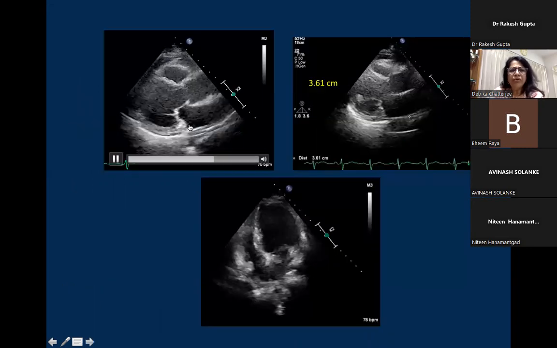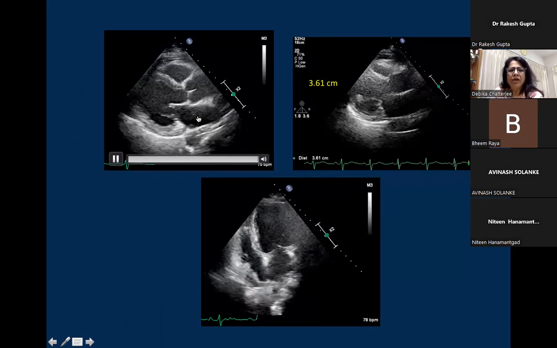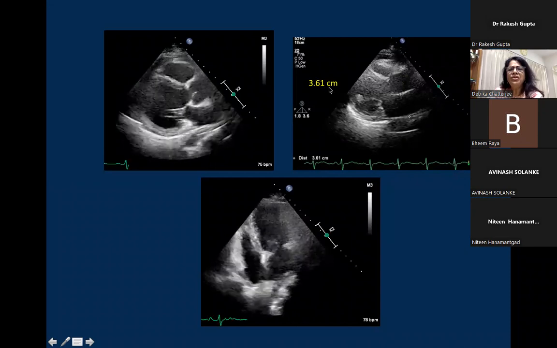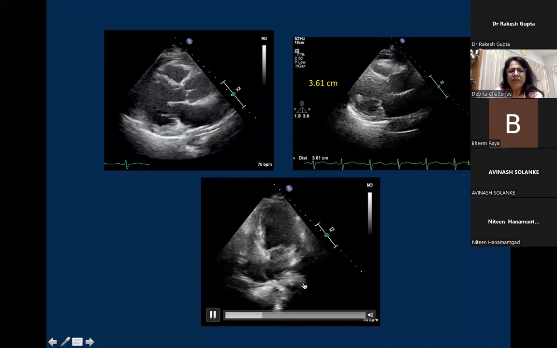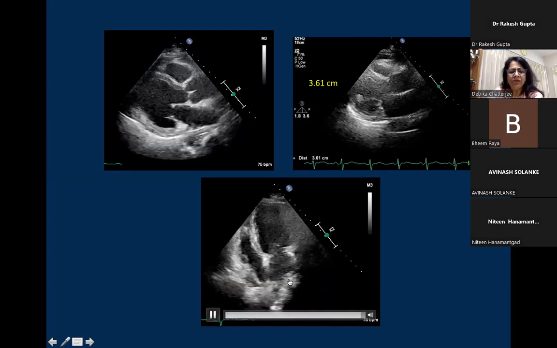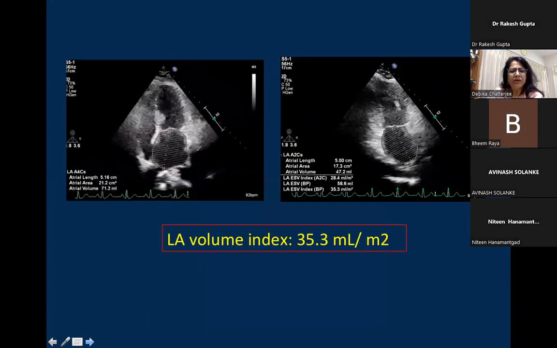Now, look at this patient. Look at the left atrium in the anteroposterior diameter. The measurement is 3.61 centimeter. But if we look from the 4-chamber view, it definitely looks bigger. So look at the LA volume index. I measure in the apical 4-chamber and apical 2-chamber by the modified disc summation method, and I get a value of 35.3 ml per square meter body surface area.